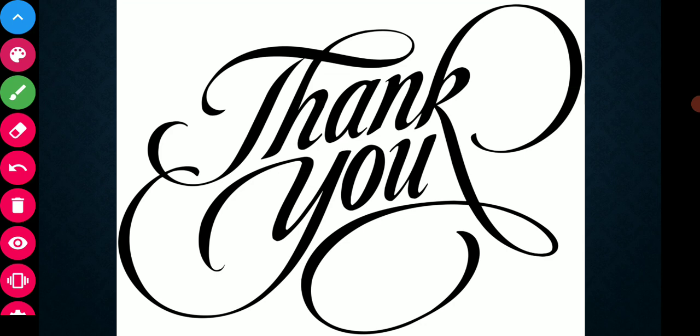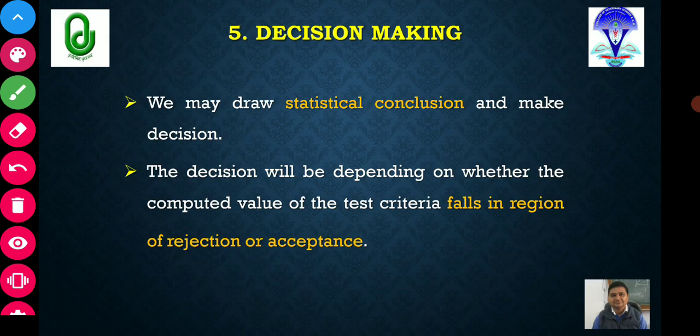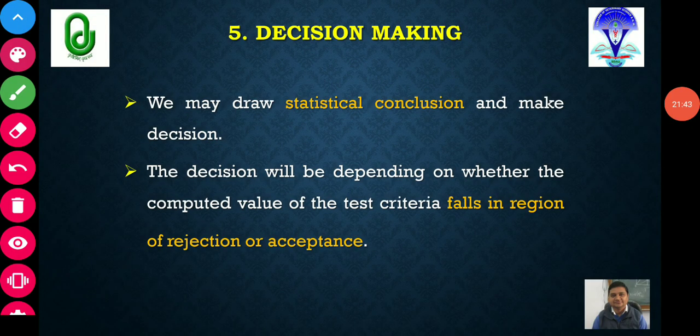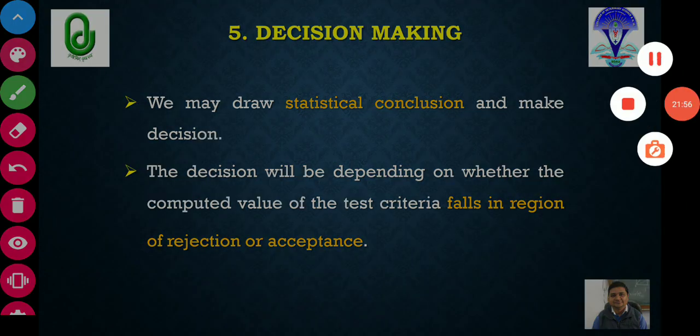With this, I am ending the procedure for testing hypothesis. This includes 5 steps, and I have discussed each of these steps in detail. Today we discussed the test of hypothesis. In the next class we will be discussing the second part of statistical inference, that is the estimation procedure.